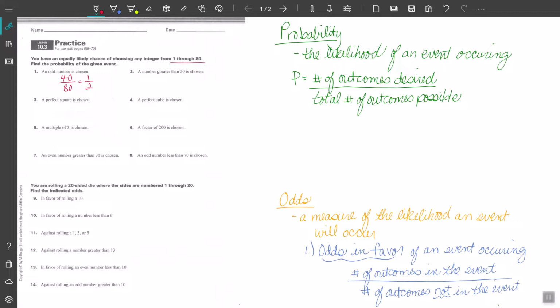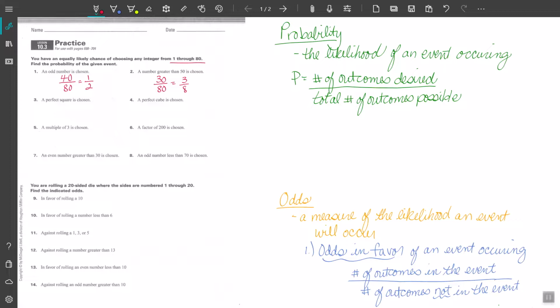All right, if we move on to number 2, a number greater than 50 is chosen. So we want a number that is greater than 50. That's our desire. There are 30 numbers greater than 50, so we'll put that on the top in the numerator. The total number of outcomes doesn't change. It's still 80. We still have 80 possible choices that could come up. Reduce that down to 3 out of 8. So out of 8 outcomes possible, 3 of them are going to be the one that we desire.